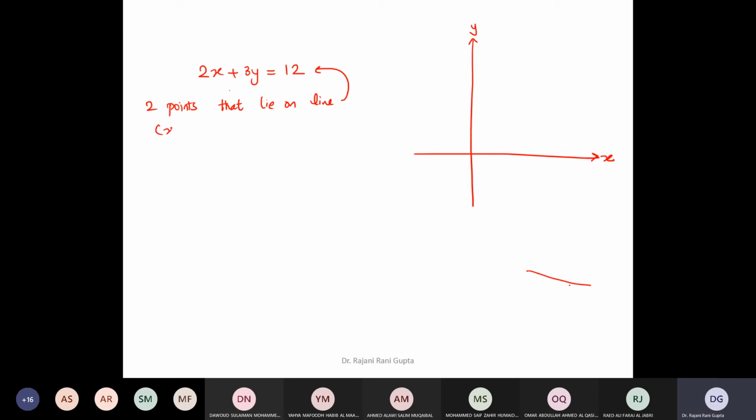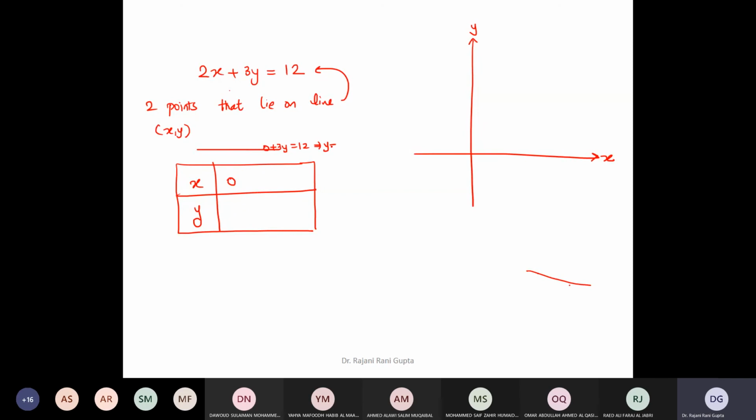Two points means we need the values of x and y which satisfy this equation. There are many ways of doing it. For me, the easiest way is to make a table. I write x here and y here. In this equation, if I put x equal to 0, what will happen? 0 plus 3y equal to 12. This gives me y equal to 12 over 3, that is 4. So if x is 0, y is 4, and this equation is satisfied. So one of the points is (0, 4).